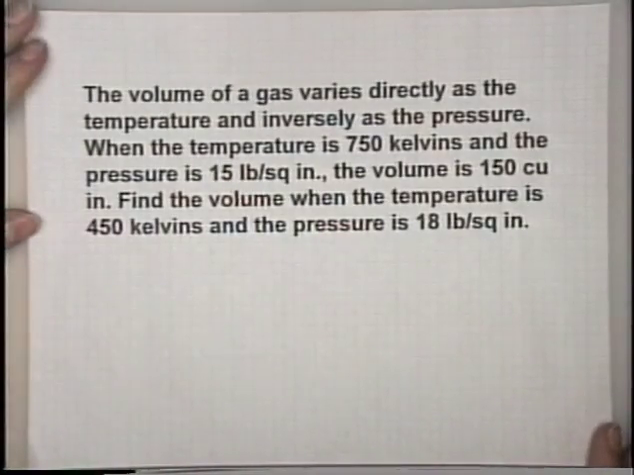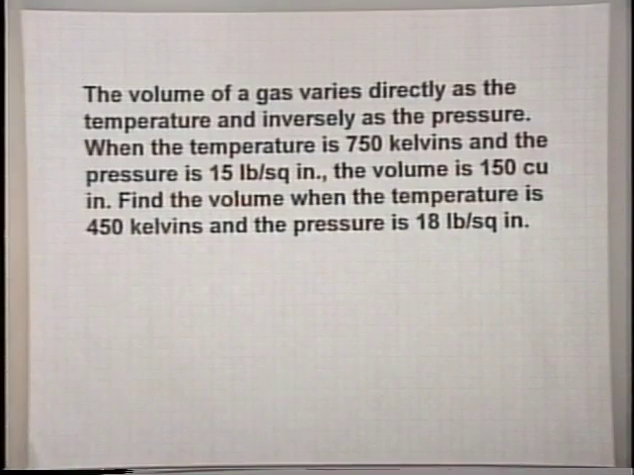This is coming from a chemistry application. The volume of a gas varies directly as the temperature and inversely as the pressure. When the temperature is 750 kelvins and the pressure is 15 pounds per square inch, the volume is 150 cubic inches. Find the volume when the temperature is 450 kelvins and the pressure is 18 pounds per square inch.